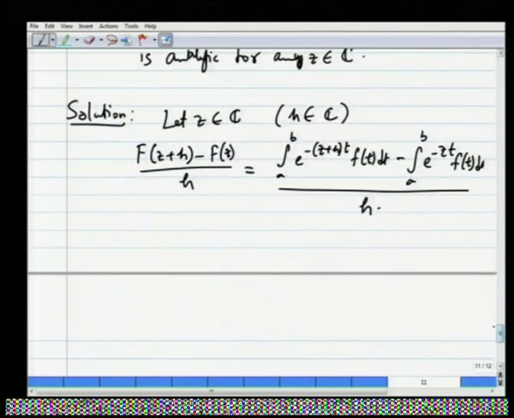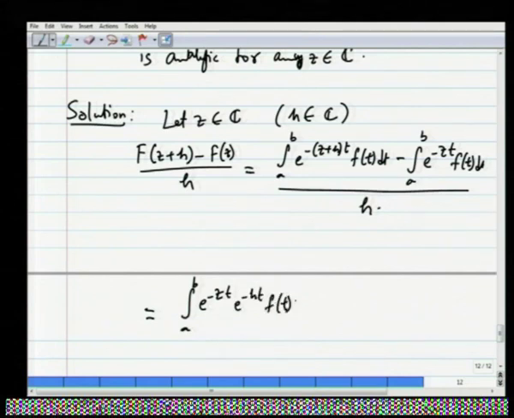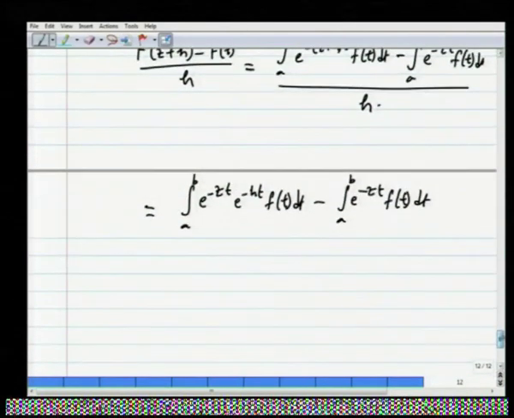Okay. We will simplify this. Well, firstly this is integration from a to b of e^(-zt) e^(-ht) f(t) dt minus integration from a to b of e^(-zt) f(t) dt, divided by h. So, this is 1/h times all of this.